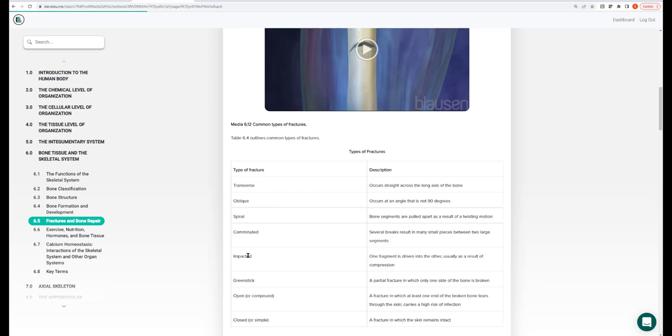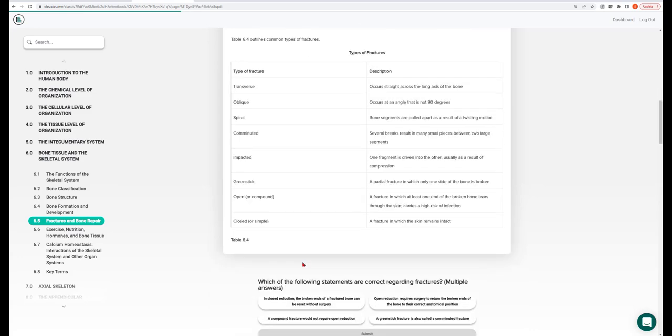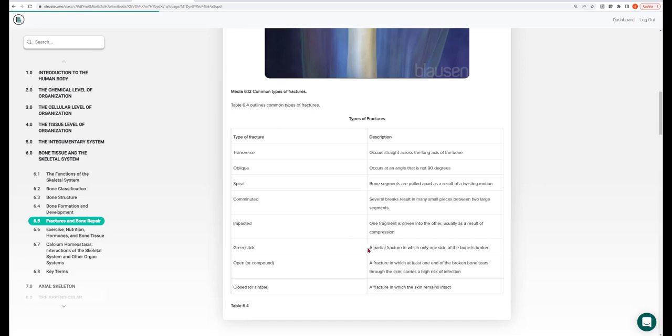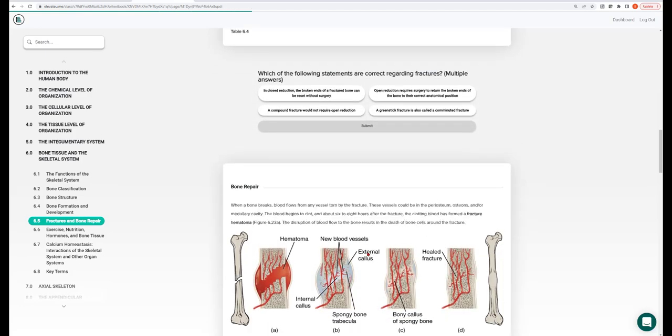That impact can break the neck of the femur, and that would be considered an example of an impact fracture, where basically you compress the bones into each other. Or falling off a ladder, right, where there's quite a bit of momentum. As you hit the ground, the femur could be impacted as well. So those are just different definitions of fractures, and the video will help you with that.